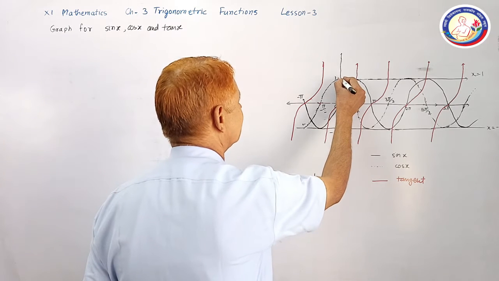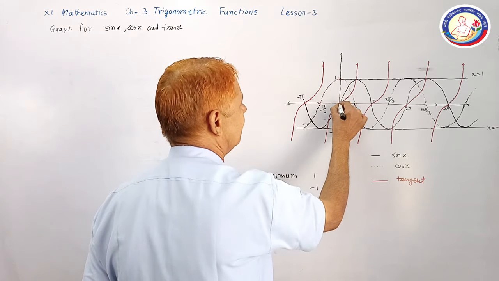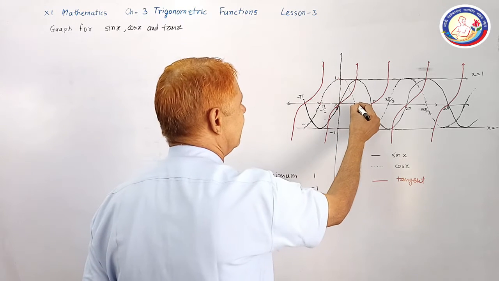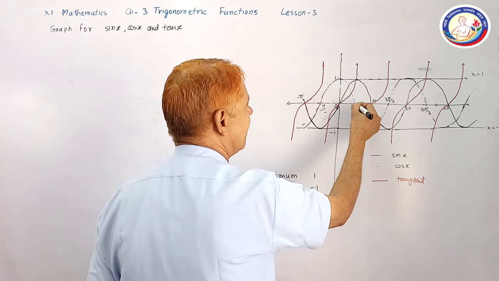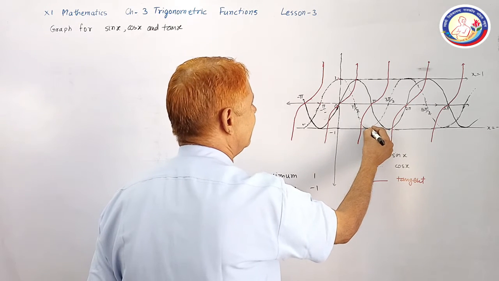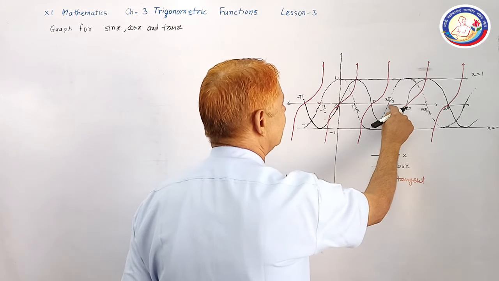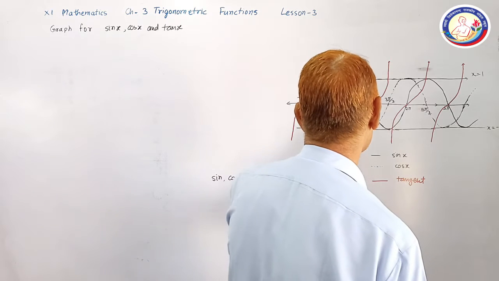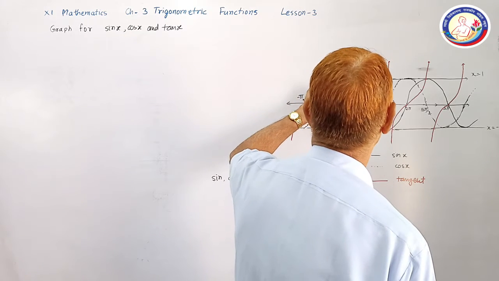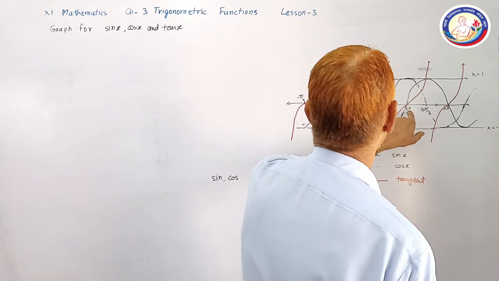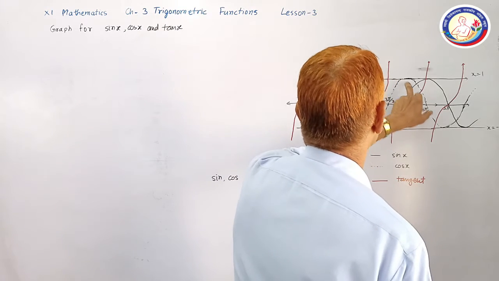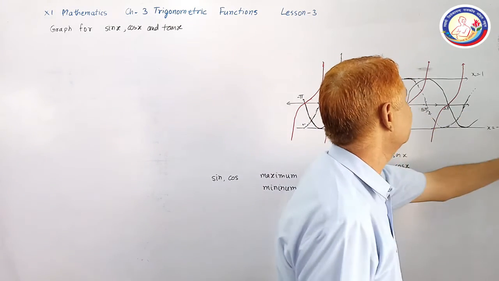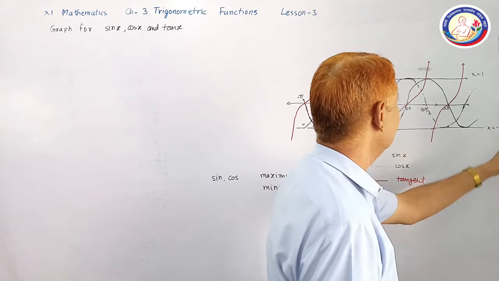Cosine is 1 at 0. See, this is maximum. At 0 degree, with the value of x 0, it is 1. Then at 90 degree or pi by 2, it is 0. Then at pi, it is -1. Then at 3 pi by 2, it is again 0. So this will repeat. Cosine is 1 at 0, it is again 1 at 2 pi, and then it will go ahead with the same pattern.